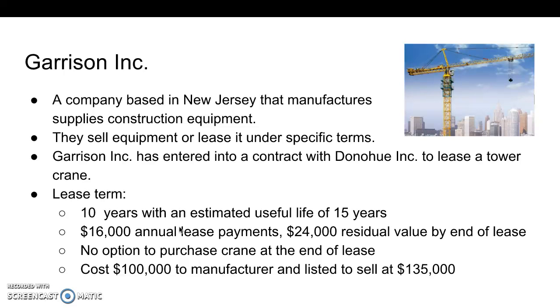An annual lease payment of $16,000 must be made, and there will be a $24,000 residual value at the end of the lease. There is no option to purchase the crane after the lease is up. It costs the manufacturer $100,000 to make the cranes and gets sold for $135,000.